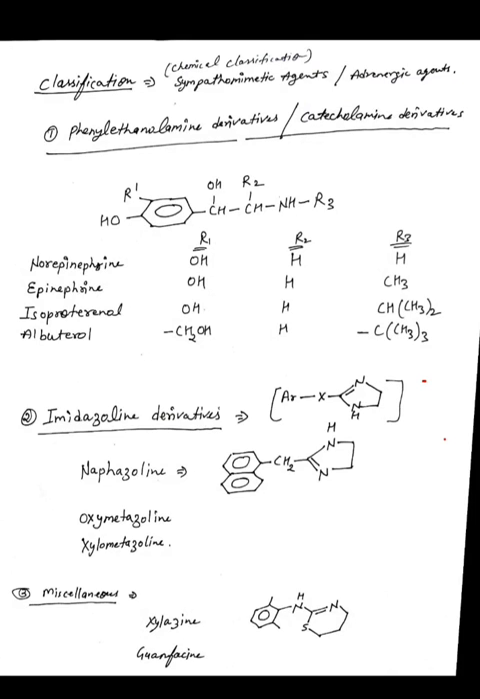Basically, sympathomimetic agents are divided into three categories on the basis of their chemical structure. The first category is phenylethanolamine derivative or catecholamine derivative. The second is imidazoline derivative, and the third category is miscellaneous category. So basically there are three categories according to their structure.